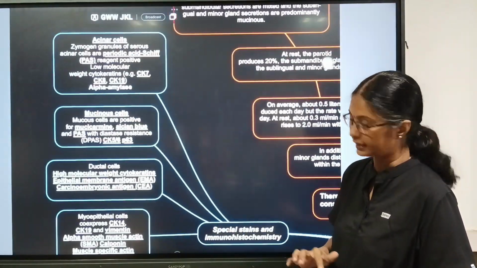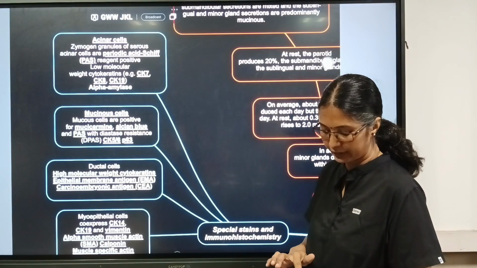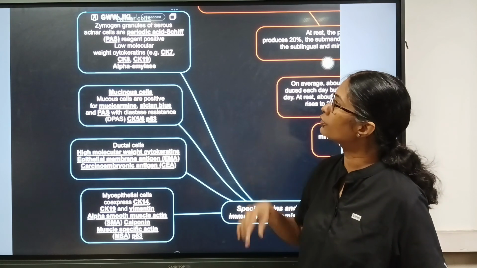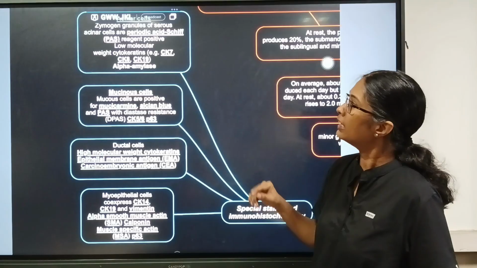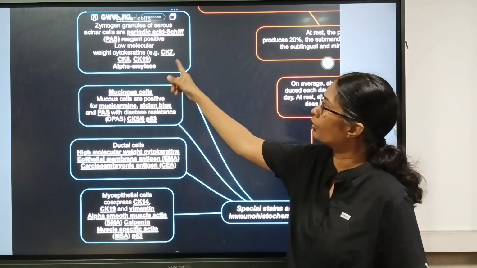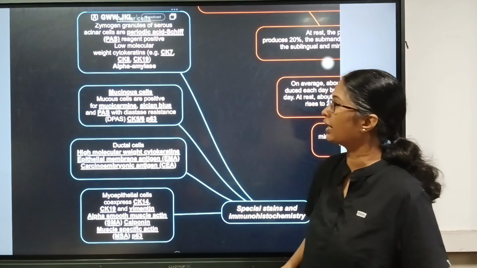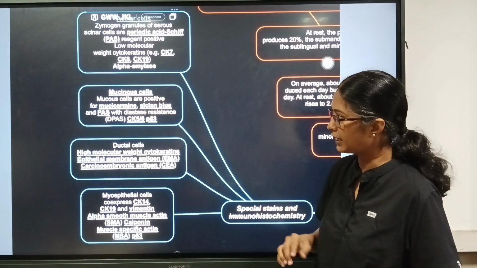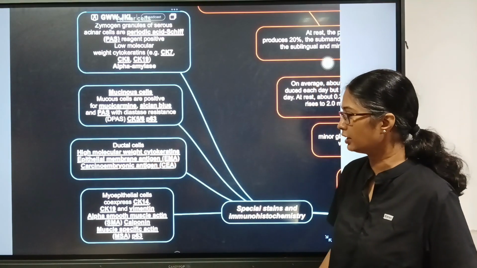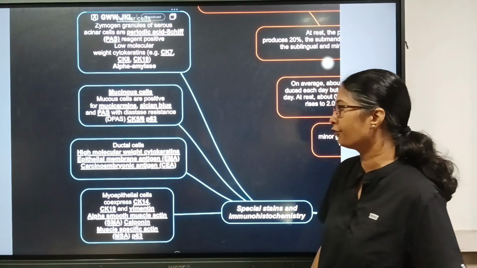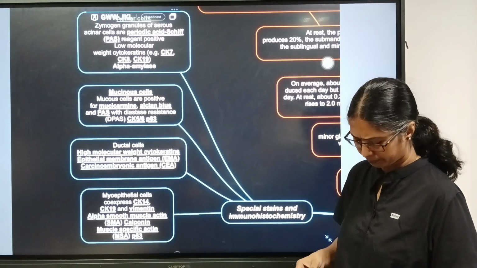And regarding the special stains, we have special stains for acinar cells, mucinous cells, ductal cells, as well as myoepithelial cells. The zymogen granules of the serous acinar cells are periodic acid-Schiff (PAS) positive, and they are also positive for low molecular weight CK7, CK8 and CK19. Mucinous cells are positive for mucicarmine, Alcian blue and PAS, that is diastase-PAS. And ductal cells are positive for EMA, the epithelial membrane antigen. And myoepithelial cells are positive for CK14, CK19 and p63, and alpha smooth muscle actin.